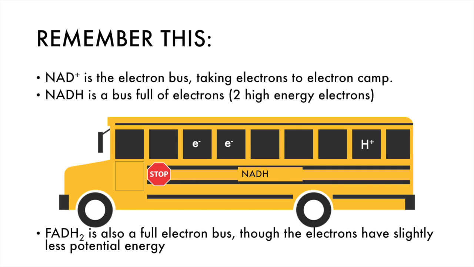So NAD plus is the electron bus taking electrons to electron camp. It's an electron shuttling molecule.